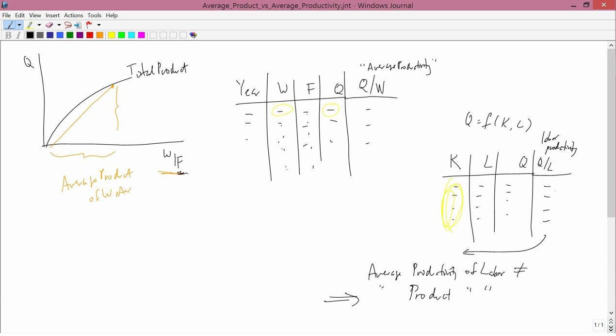There are editions of your textbook which try to illustrate average product by examples which are about average productivity, and those examples are misconceived.